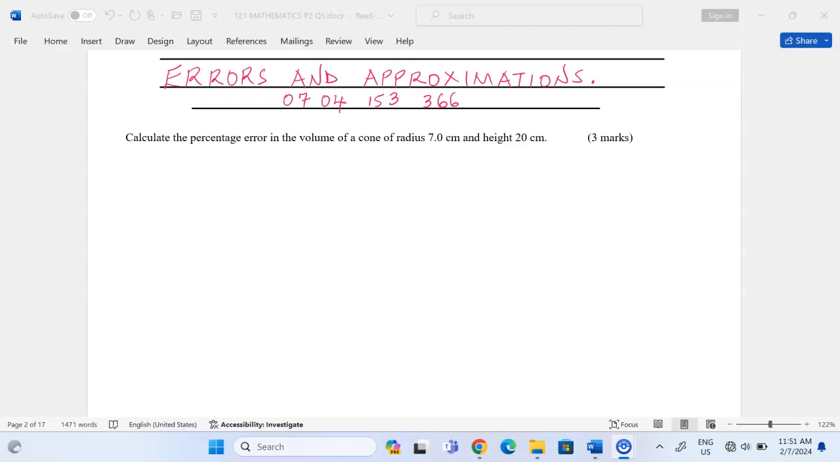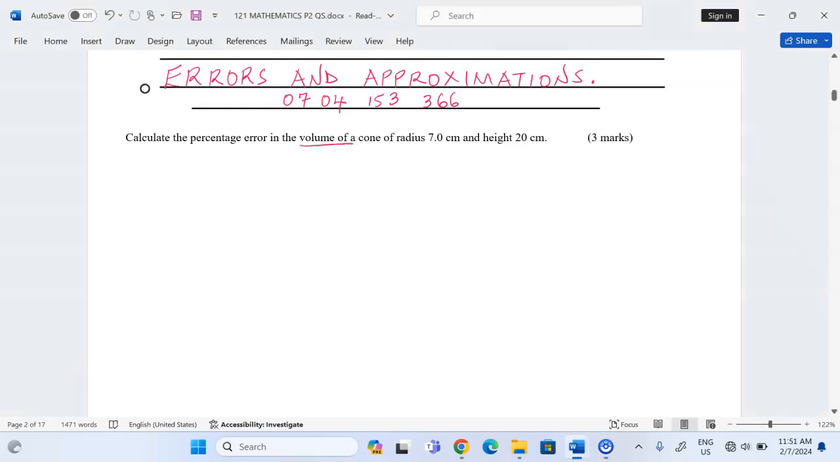So apart from the general knowledge on errors, it's good for a student to be alert on some concepts like the volume of a cone. A student who doesn't know that formula will be doomed, no matter how conversant she or he is with errors and approximations. Now, to begin with, we don't just begin with percentage errors. We begin with the range of the recording of these two dimensions, which is the radius and the height.